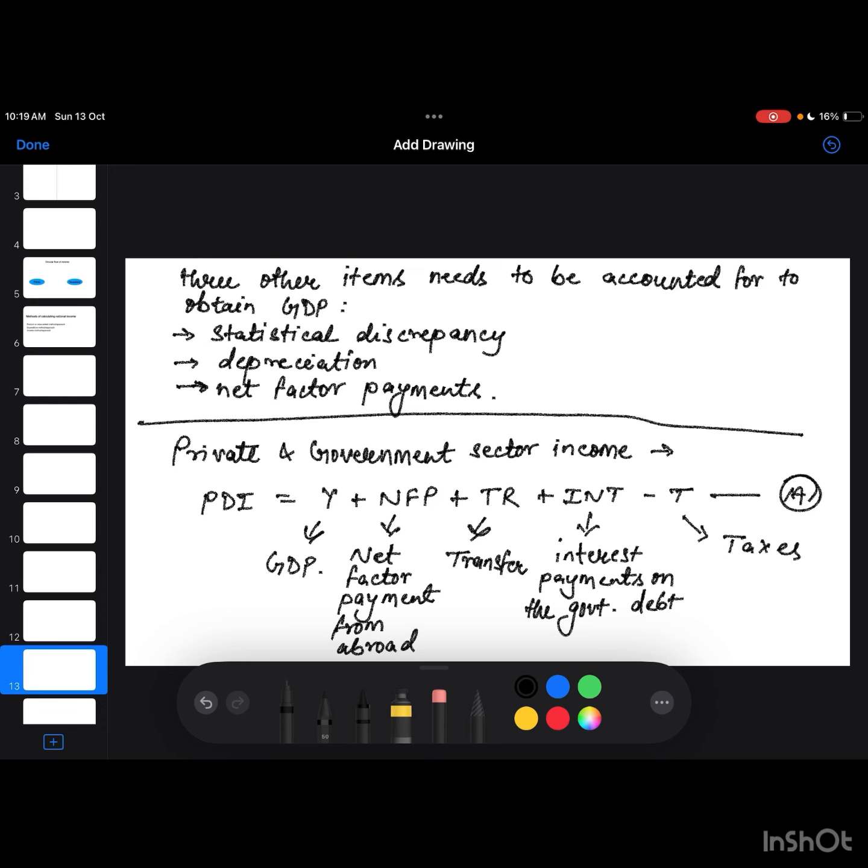Apart from these 8 components, there are 3 other items also that we take into account, that is statistical discrepancy, depreciation, it is wearing of capital goods, statistical discrepancy is errors in statistical calculation, and net factor payments, it is payment received by domestic workers abroad minus payment received by workers of foreign countries that are working in our country.